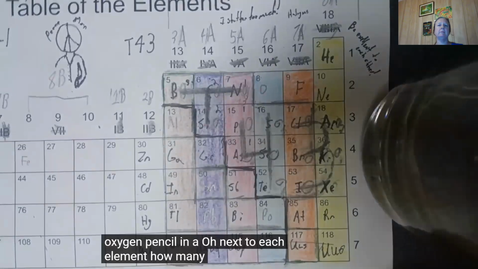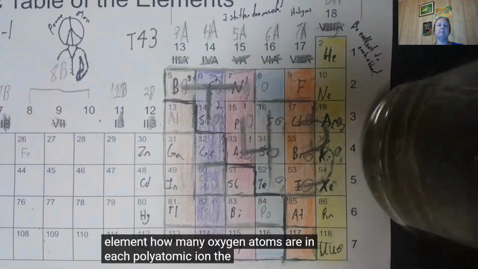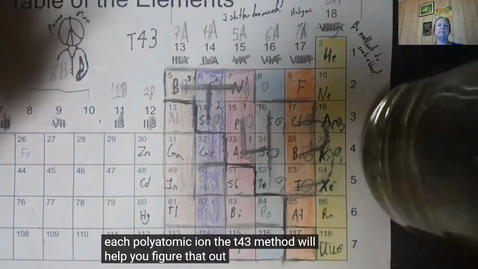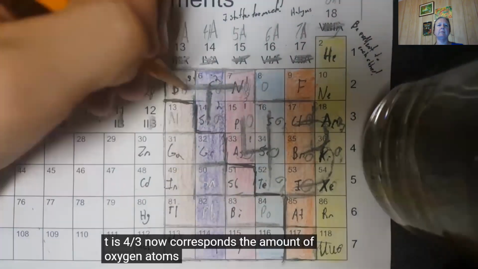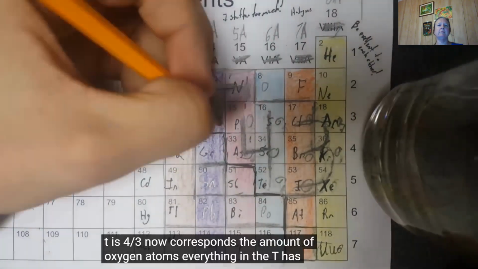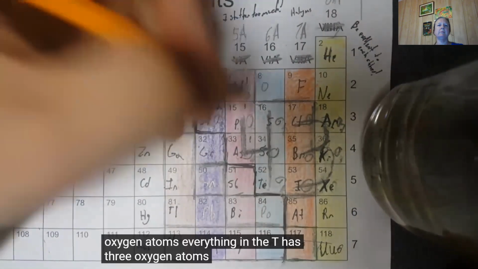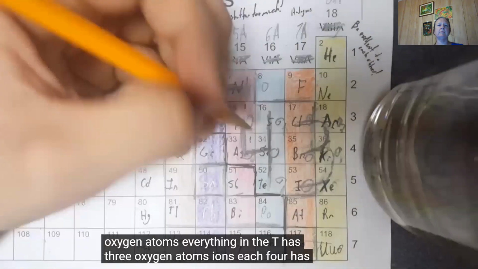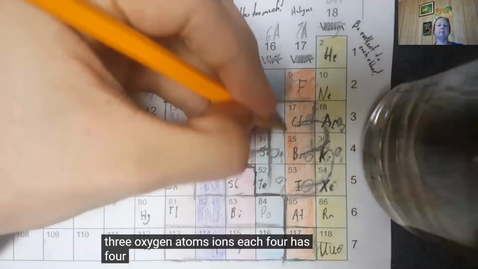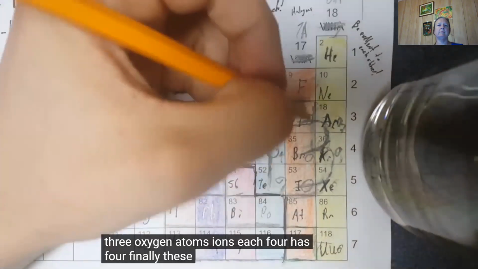How many oxygen atoms are in each polyatomic ion? The T43 method will help you figure that out. T is for 3. That corresponds to the amount of oxygen atoms. Everything in the T has 3 oxygen atoms in its ions. Each 4 has 4. Finally, these 3 have 3.